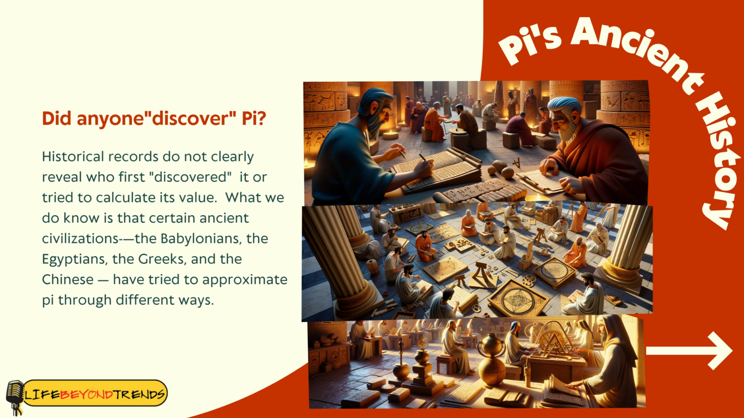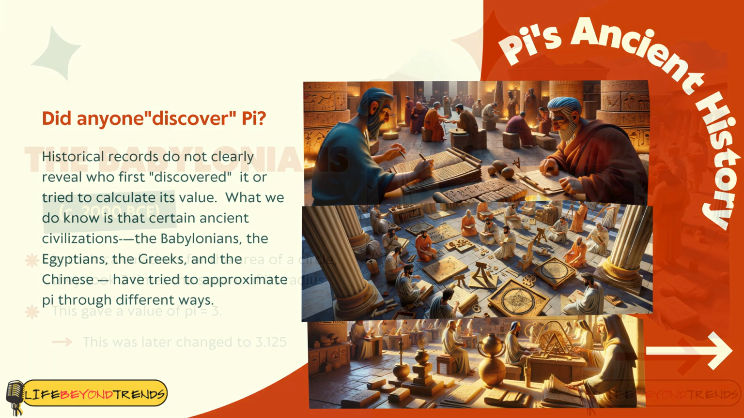The question of who first discovered pi remains mysterious, as historical documents do not provide a clear answer. Several ancient civilizations, including the Babylonians, Egyptians, Greeks, and Chinese, tried to understand and approximate the value of pi. These societies employed various methods to calculate pi. This collective quest shows the universal curiosity to discover the fundamental constants that govern the universe.